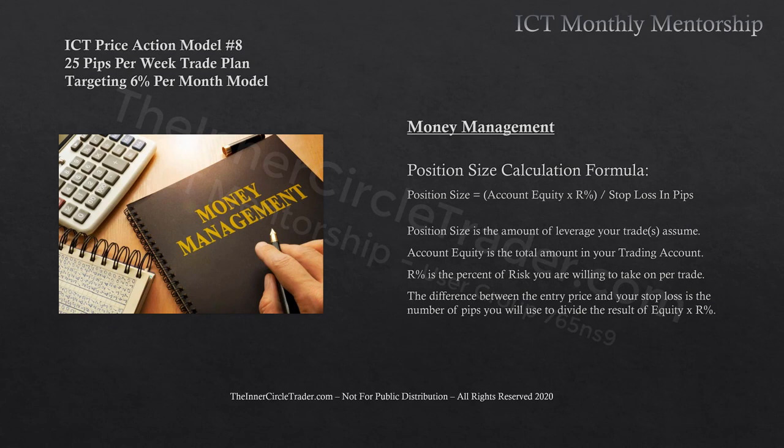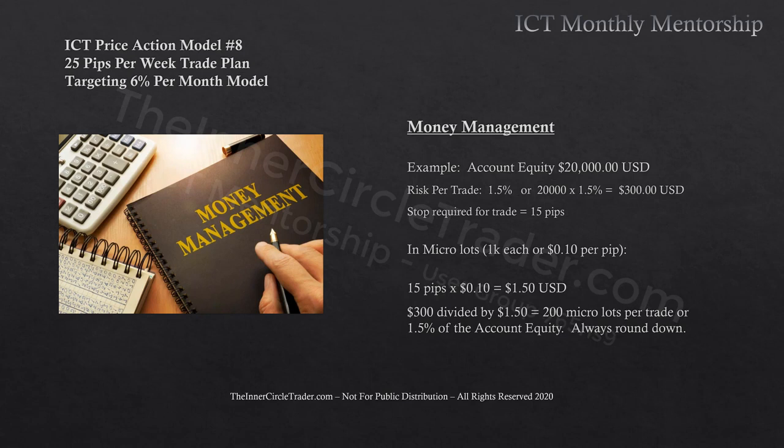The difference between the entry price and your stop loss is the number of pips you will use to divide the result of equity times R%. As an example, account equity of $20,000, risk per trade 1.5%, or 20,000 times 1.5% gives us $300. The stop for this model, we're going to be using 15 pips. Now this can obviously be scaled to whatever you want, but just in the way of mixing things up, because I've been using 20 pips up till now in all the models and trade plans. This model can use a 15 pip stop loss because you're working with a 5-minute chart. So the stop required for this trade equals 15 pips.